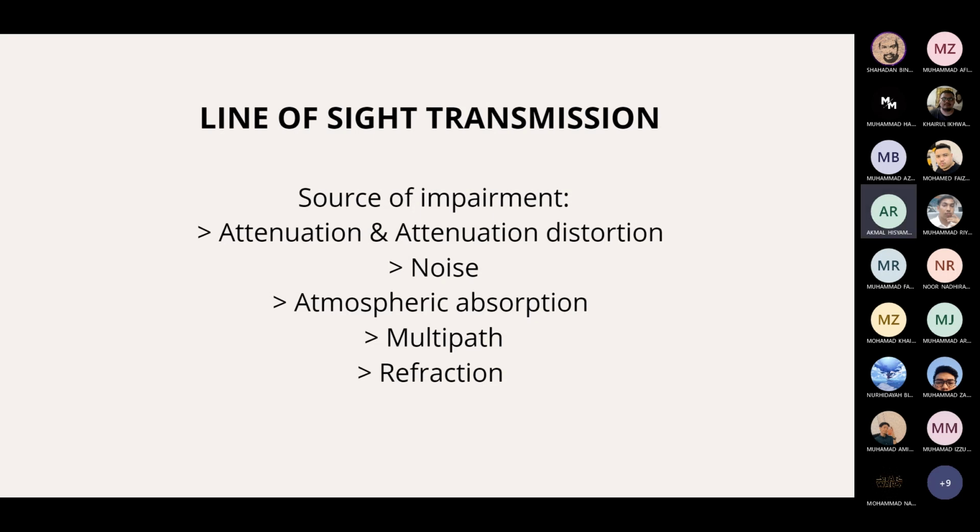Source of impairment, firstly is attenuation. Attenuation means that the strength of signal fall off with distance over transmission medium. Attenuation factor for unguided media is the signal received must have sufficient strength so that the circuitry in the receiver can interpret the signal. The greater the attenuation means the higher the frequency for distortion.